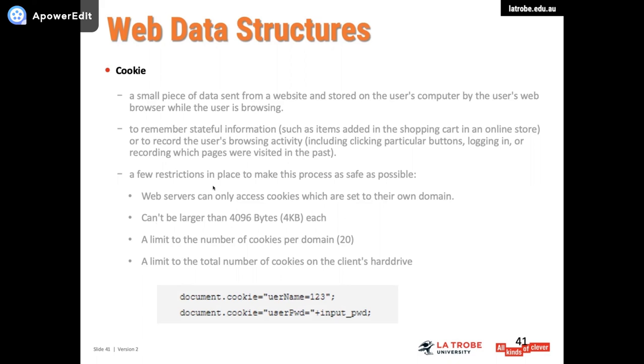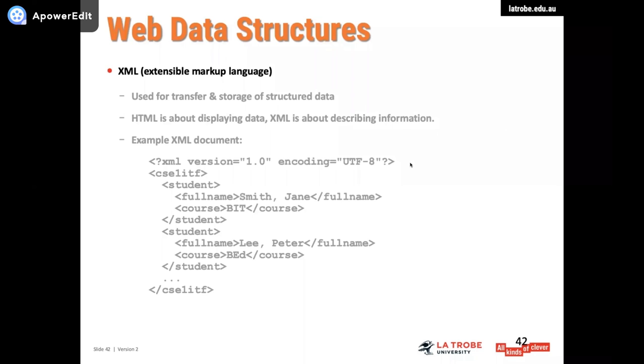Then it's the XML. XML means extensible markup language. By name, it's kind of similar to HTML, but these two languages are quite different. XML is used for the transfer and storage of structured data. So here the structured data is important. Non-structured data cannot be saved in this XML language. HTML is about displaying data, and XML is about describing information. So that is the major difference between these two languages.